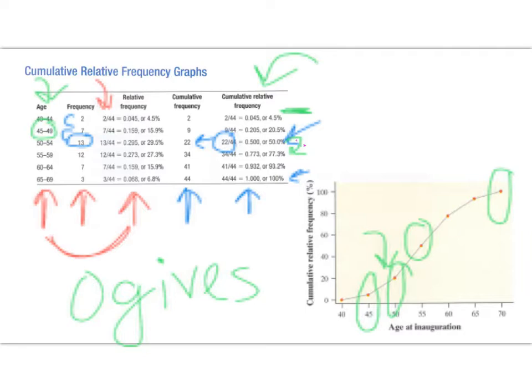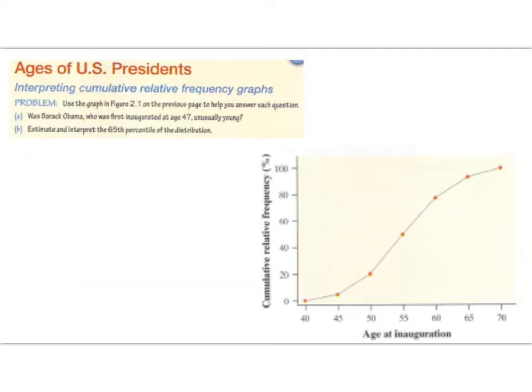So let's look at what we can learn from this, what we can do with this information. Let's look at these examples that use this cumulative relative frequency graph. So using the graph 2.1 on the previous page, let's look at part A first. Was Barack Obama, who was first inaugurated at age 47, unusually young? So what do we do with that information? Well, if we come over here to our graph, we can mark age 47, which would be about here. And if you come over on the relative frequency side, you can see that's at about 10, 11.